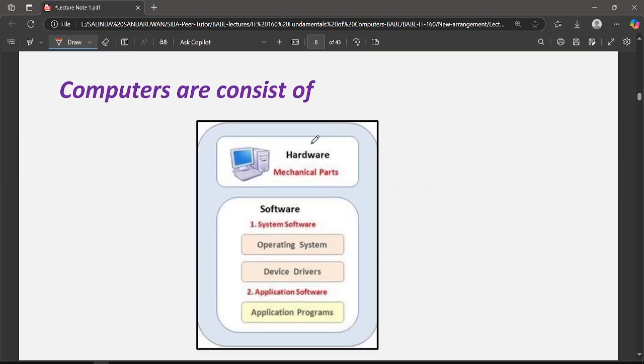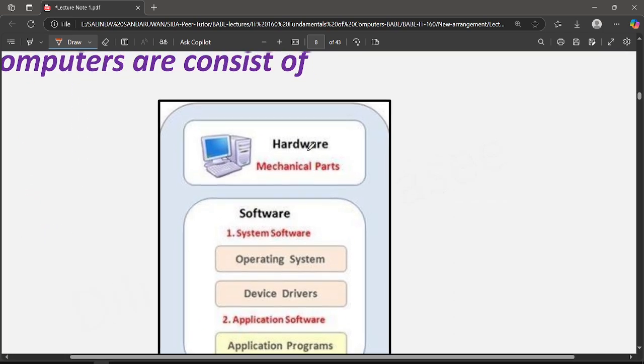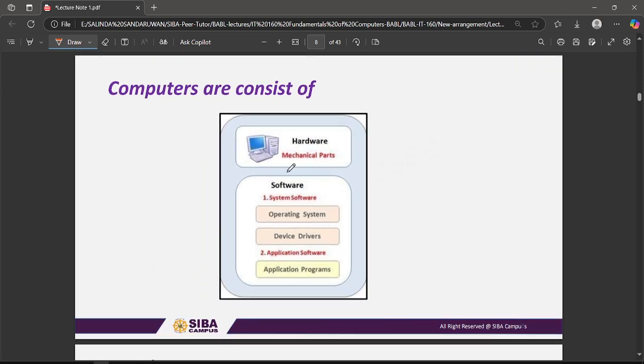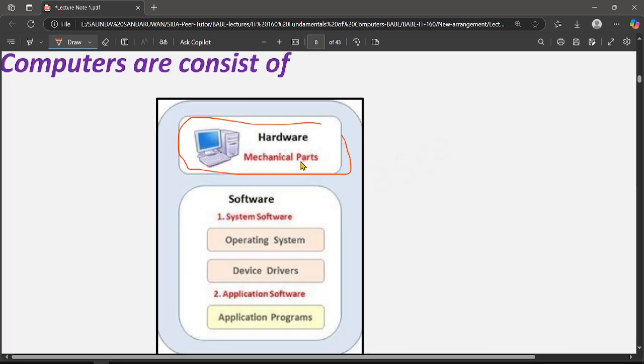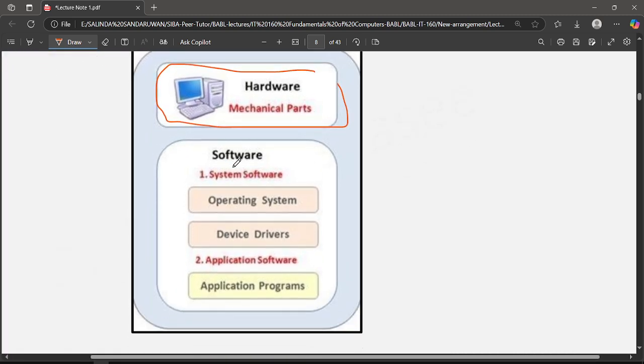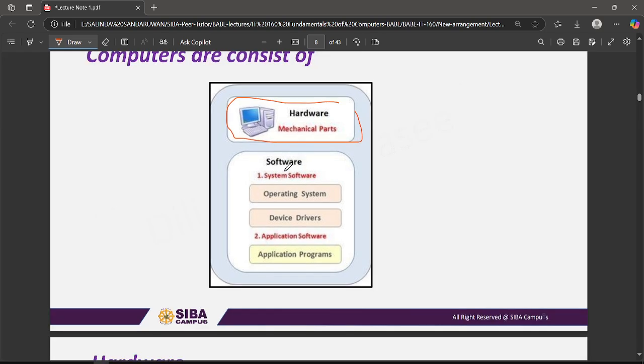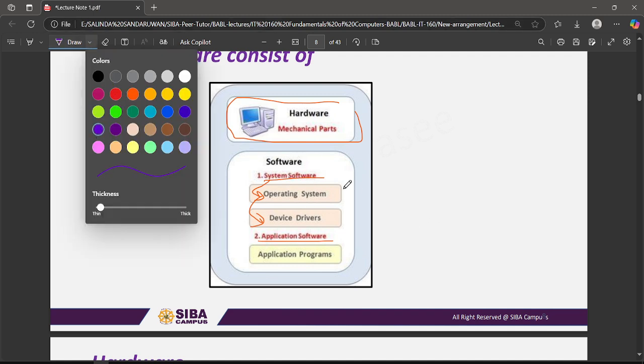Right. Then here. So again, computers consist of what? They have hardware, which means the mechanical parts, and they have software, right? Software is divided into two things: system software, which includes the operating system and device drivers, and application software, right? So here it's easy to remember about the operating systems.